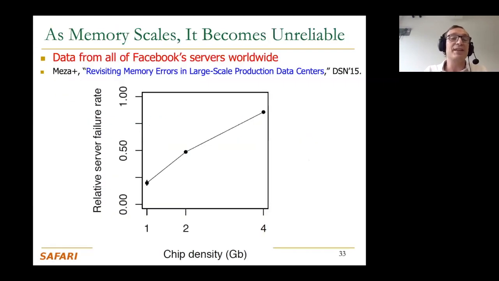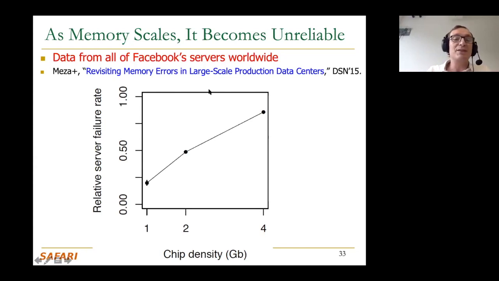There's evidence in the field that as memory scales, it becomes unreliable. Scales meaning the feature size reduces, so you can pack more cells into a given area. This is a study that we had done with Facebook. I think this is the latest study in the field. There might be others that are actually from national labs in the United States. I think they're all similar in terms of their results.